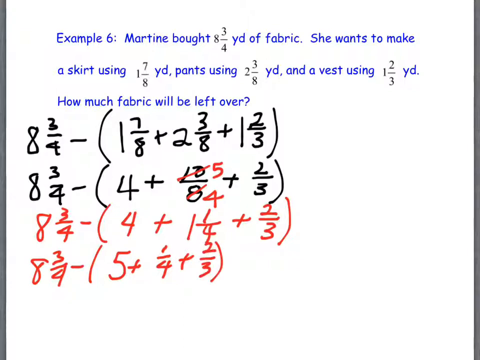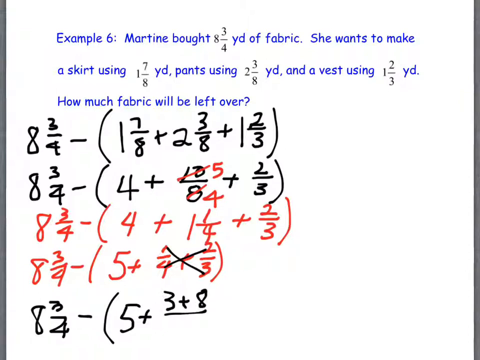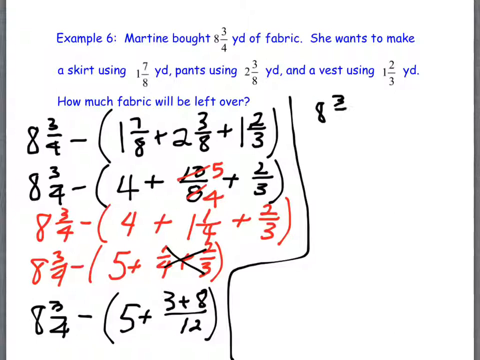Okay, so visually we can cross the diagonals. I have 8 3/4 minus 5 plus, so I've got 3 plus 8 over 12. So what's 3 plus 8? 11. So now 8 3/4 minus 5 and 11 over 12. Okay, so far so good? Okay. Now what?